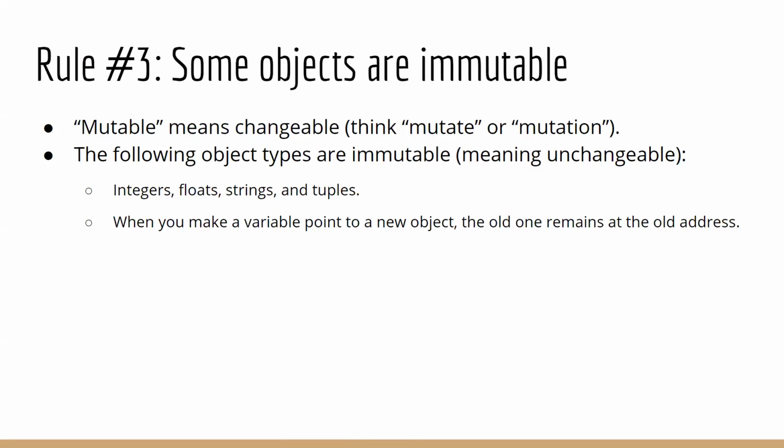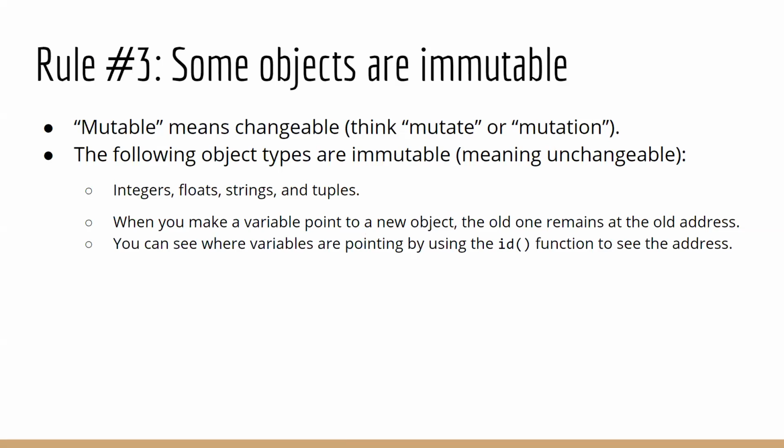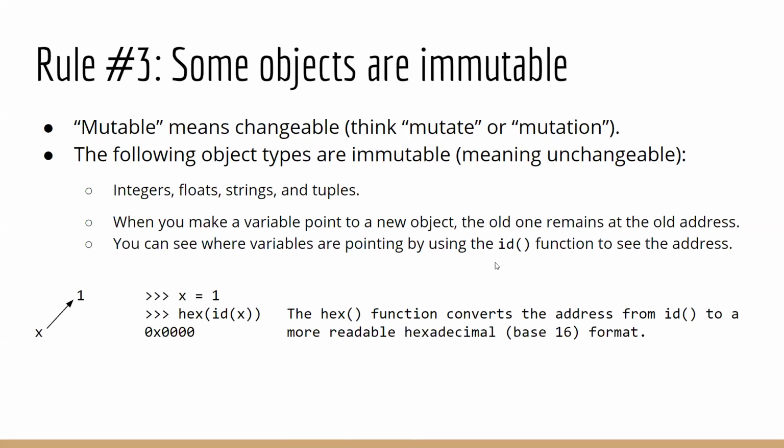When you make a variable point to a new object, the old one remains at the old address. So let me show this with a little visualization here at the bottom. And we'll be using this ID function to see the address of the objects in the code. So here's some Python that was executed. We have x equals 1. So 1 is the object created. And then this line is just printing out the address where 1 lives.